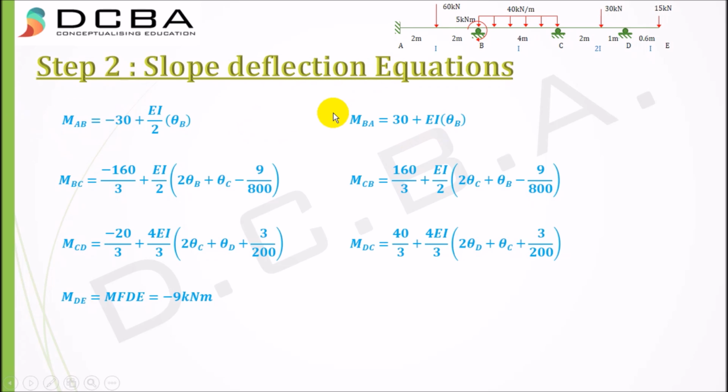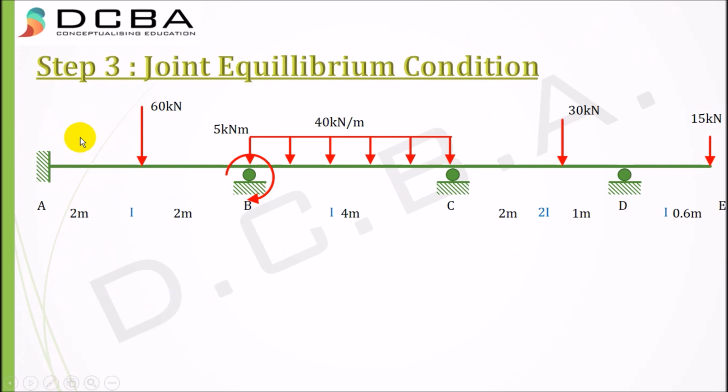All the resistive moments would be in blue color only, and all the forced moments will be in red color. For example, these are the forces that are acting, all in red color, and whatever resistive moments are produced due to these forces would be in blue color. So just for assumption, we'll assume that all the resistive moments at every joint, that is MAB, MBA, MBC, MCB, MCD, MDC and MDE, are all clockwise in nature.